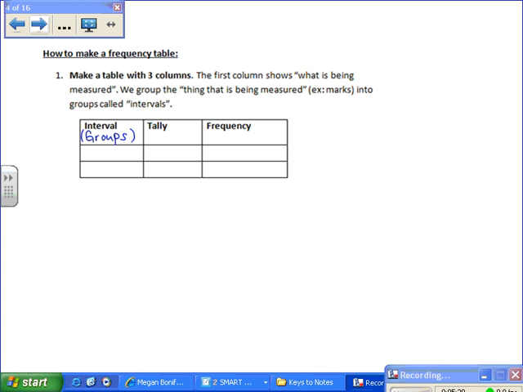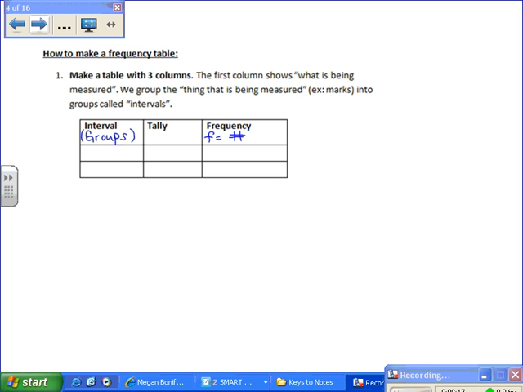Instead of writing data values in my first column and listing every single different mark, I'm just going to group the marks together and put some groups here instead of individual values. The next column is going to be a tally column. We're going to keep score of how many times we see a value in that group. And then at the end, we're going to count up all our tally scores and put a number for frequency. F is going to be equal to a number here.